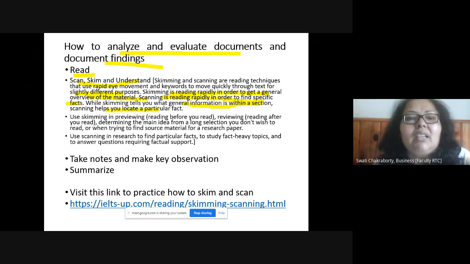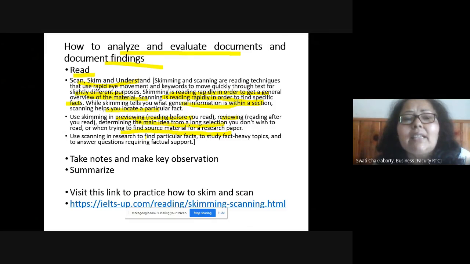Okay, so use skimming in previewing. That is, previewing means reading before you actually read, just to have a preview of it. You can use skimming for reviewing. That is, reading after you read. You have a quick review once you have read it, to determine the main idea from a long section which you don't want to read. What is the main thing? Or when trying to find out the source material for a research paper. That's when skimming is used.